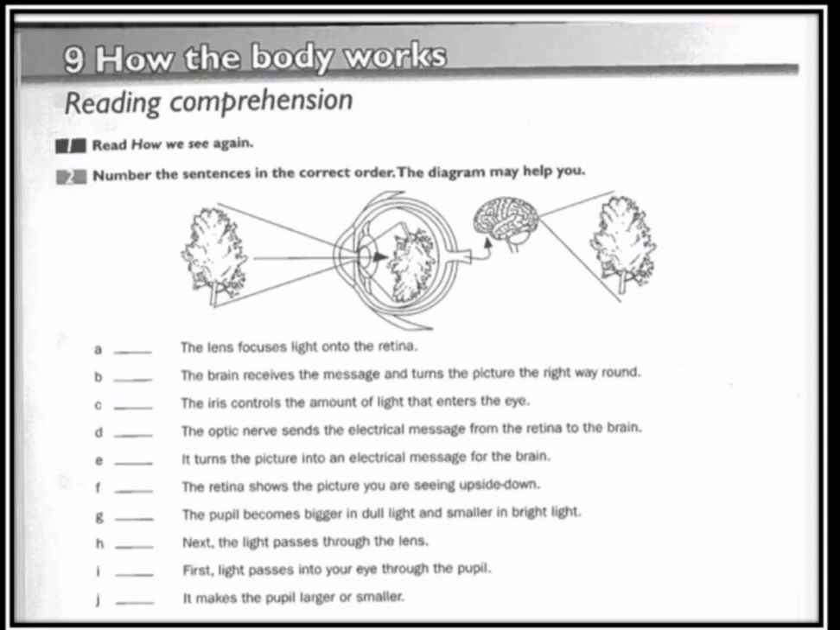Now, sentence number 7. Which one? It is F. The retina shows the picture as you seeing upside down.